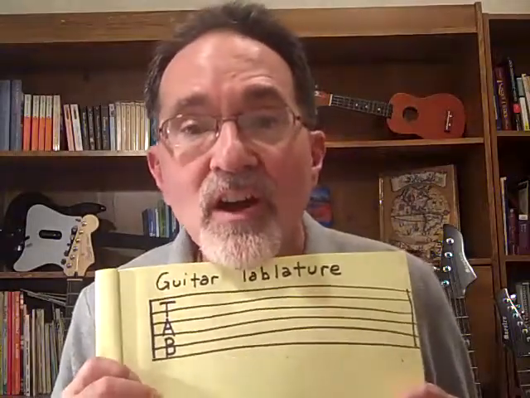That's the way it works on the tab sheet. The smallest string, the highest pitched string, is at the top. The lowest pitched string is at the bottom. So just remember, each one of the lines of tab represent one of the strings on your guitar.